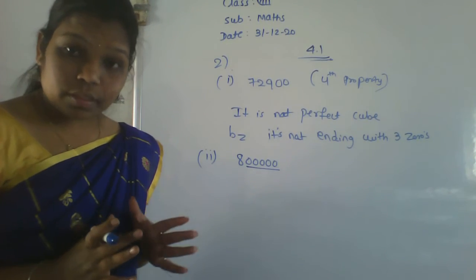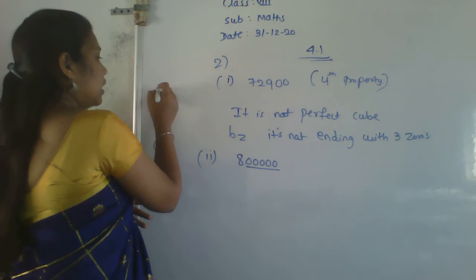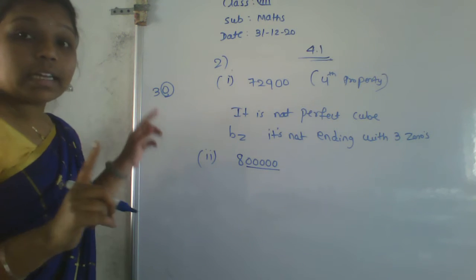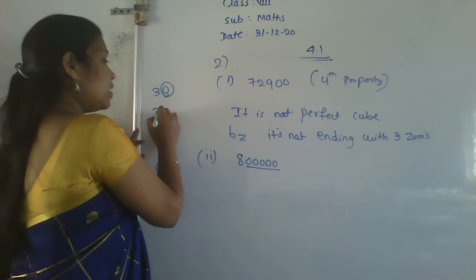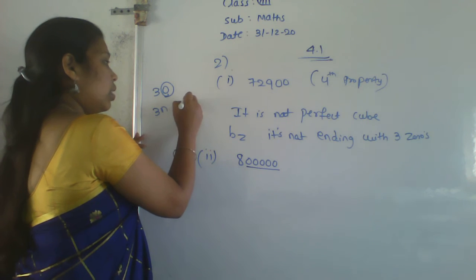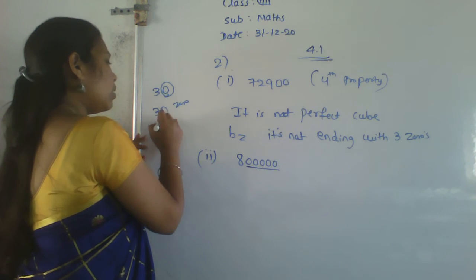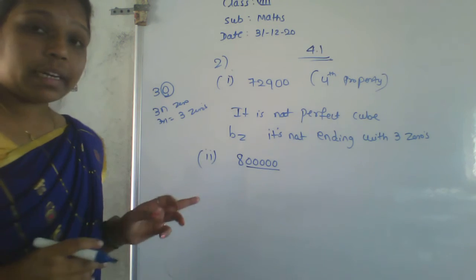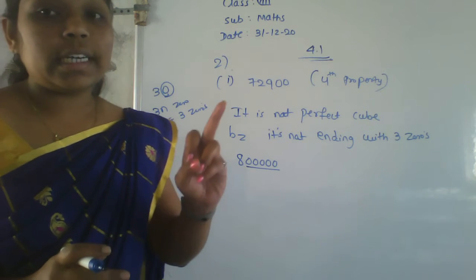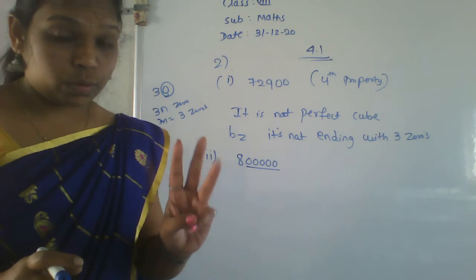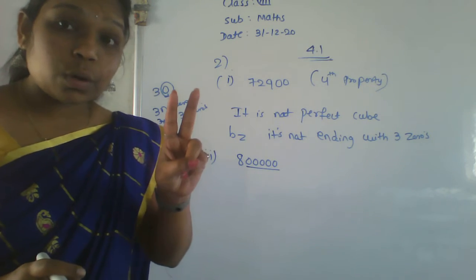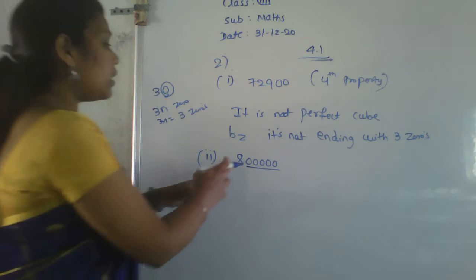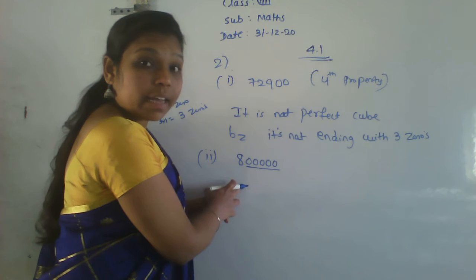Always, if a number ends with 1 zero, then its cube will always end with 3n zeros. That is 3 into 1, that is 3 zeros. Okay, so if a number is having only 1 zero, then its cube has 3 zeros. If a number is having 2 zeros, then its cube has 6 zeros. But here we are having only 5 zeros.